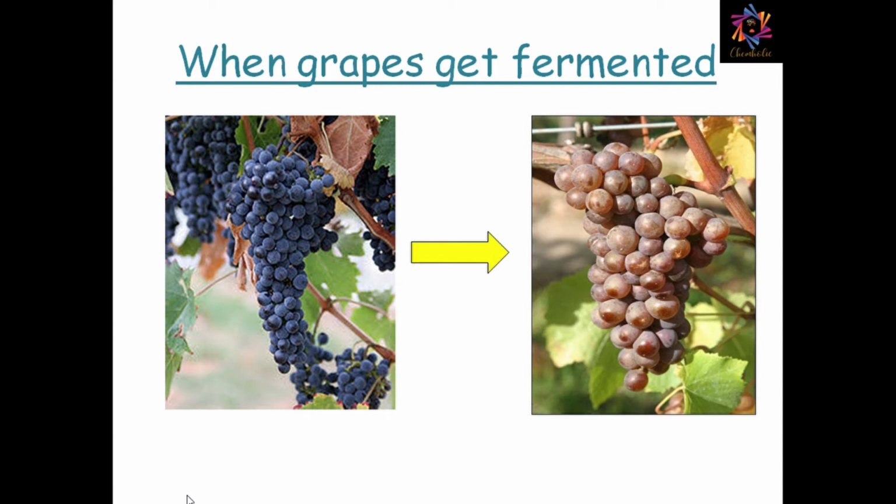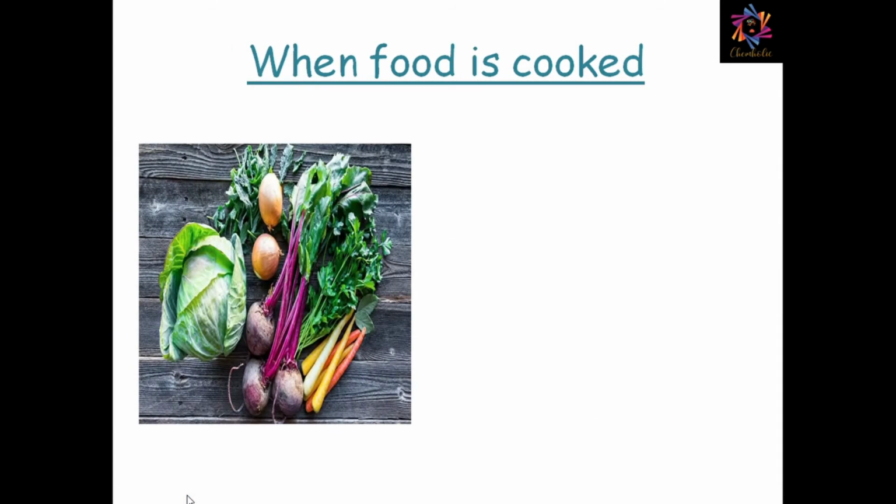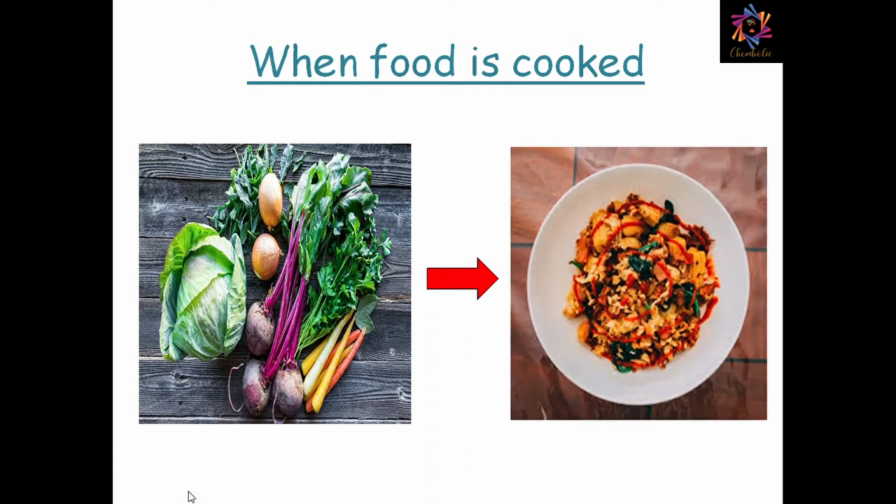Now let's go to the second activity, that is food being cooked. So what happens when the food is cooked? Now see the raw materials we need for preparing the food, shown to you in the first picture. But see what happens when the food is cooked. See, the picture is completely different from the one we see in picture 1. You can see picture 2 looks completely different from picture 1.